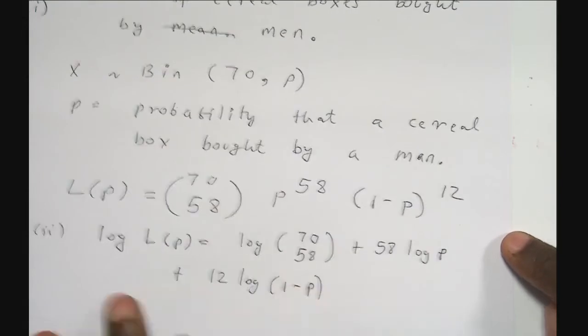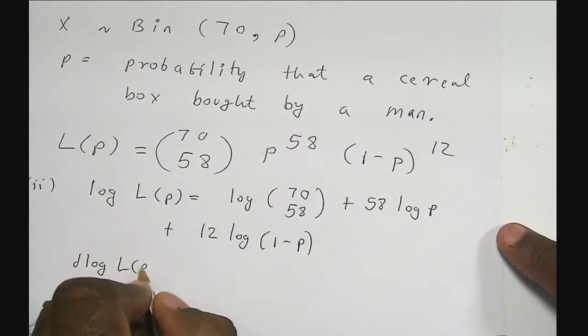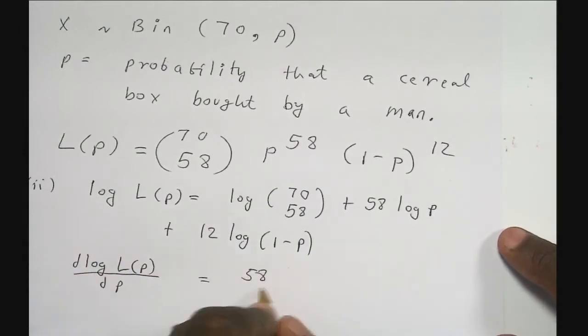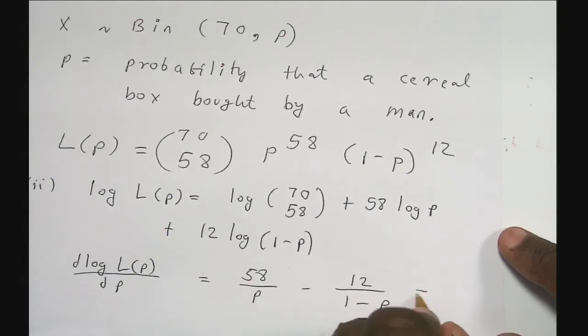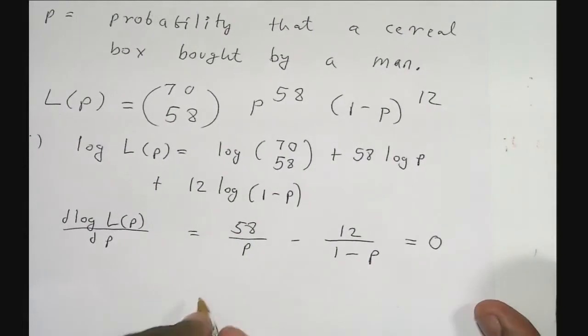Alright, and then you take the derivative of the log likelihood with respect to P, which will be 58 by P minus 12 by 1 minus P. Set this to 0, guys. If you solve this equation for P, you will get P hat equal to 58 by 70.